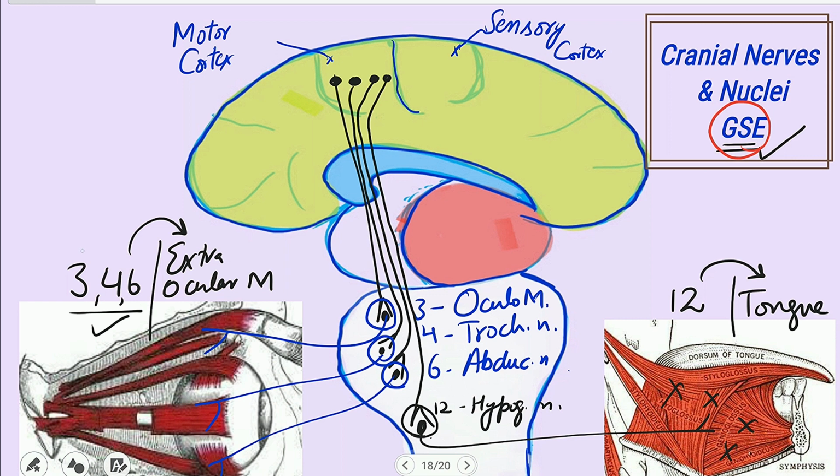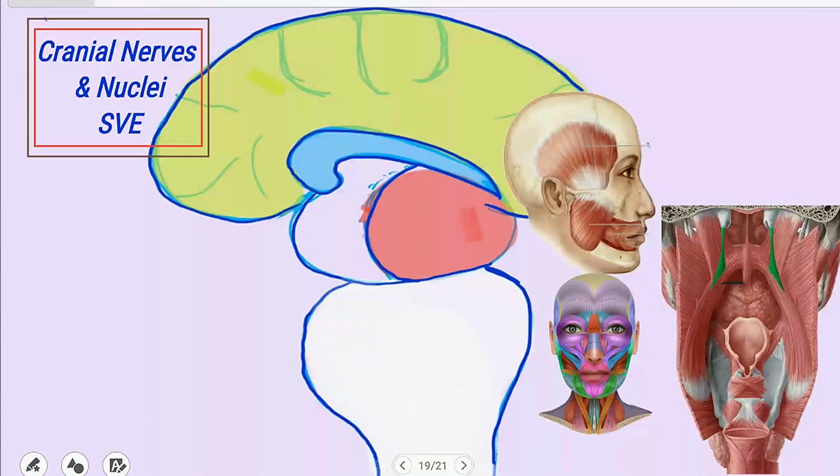The function is performed by cranial nerve number 3, 4, 6 and 12, and the nuclei are the oculomotor nucleus, trochlear nucleus, abducent nucleus and the hypoglossal nucleus. Now I'll talk about the cranial nerves and nuclei that form the special visceral efferent component.